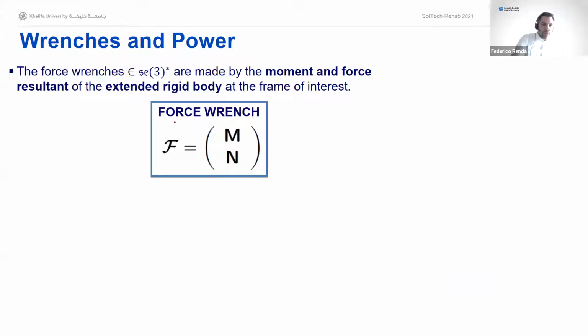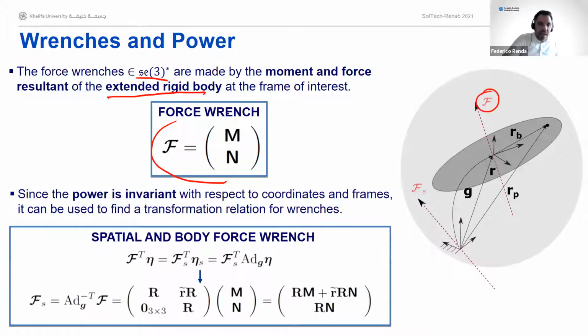Okay, let's move now to force and wrench. The force wrenches are elements of the dual of the Lie algebra, and they're made by the moment and force resultant. So the sum of the force and moment applied to, again, the origin of the frame of interest, in this case, again, of the extended rigid body, as before. So we define, for instance, F in the local frame as m and n. These are just the moment resultant and force resultant as you know them from standard dynamics.